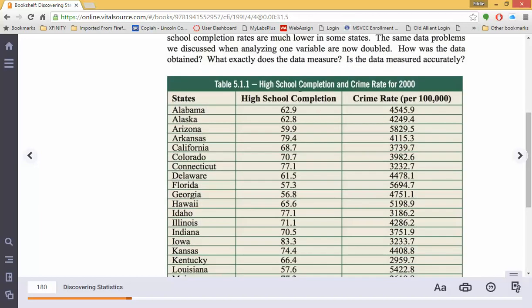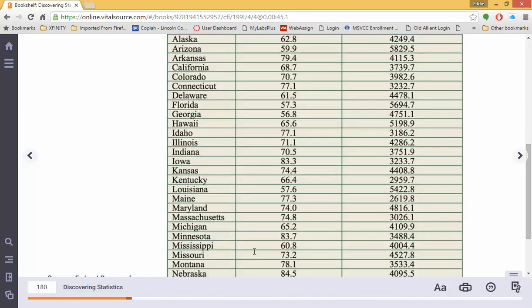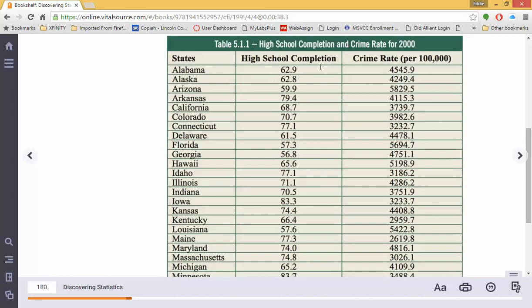Alright, so in this table you have two variables, and maybe they're trying to compare if raising the high school completion rate would lower crime rate or something like that. So you see Mississippi here, 60.8% high school completion rate. And this was in 2000. You don't see many below that. I mean, there are a couple.